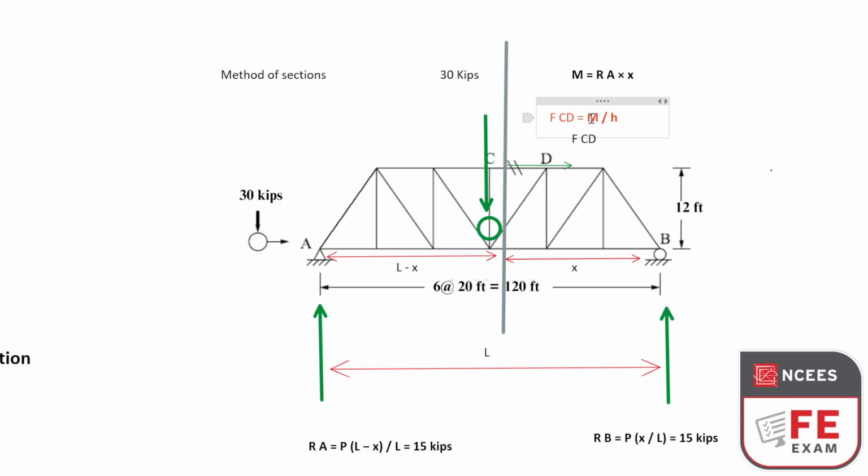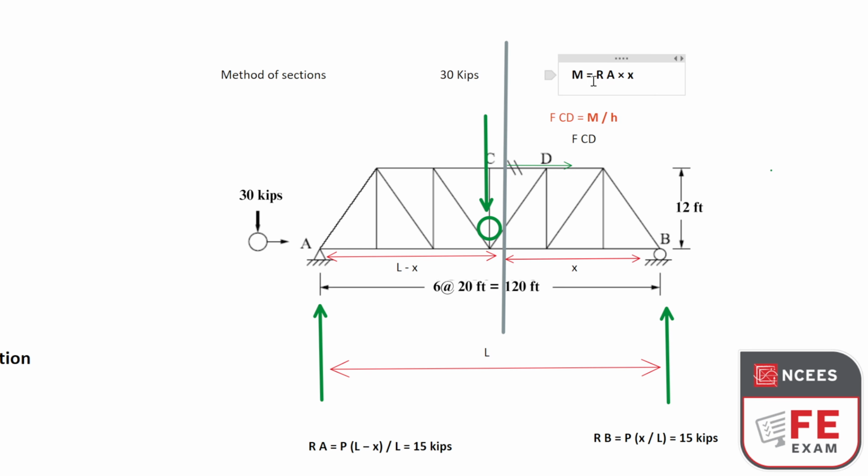And how are you going to find the maximum bending moment? Maximum bending moment can be found by this formula. M is equal to RA times X. X is nothing but the distance of the section from the point B. If from B this section is at X, then from A this section is going to be L minus X. As simple as that.